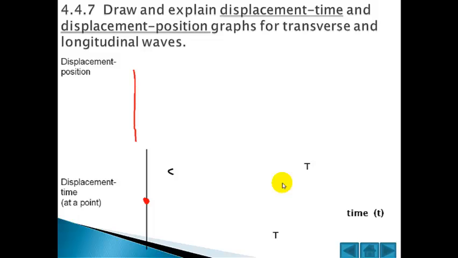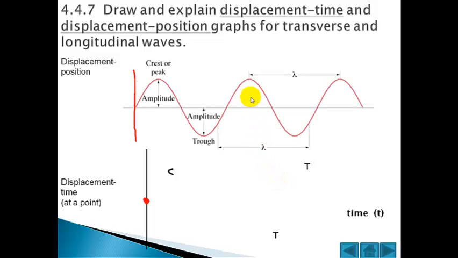Okay, we have to draw and explain displacement-time and displacement-position graphs for transverse and longitudinal waves. The displacement-position graph: this is the displacement, this is the position. The distance between one crest and another crest, or from one trough to another trough, is called the wavelength. So this is how the displacement changes with distance.